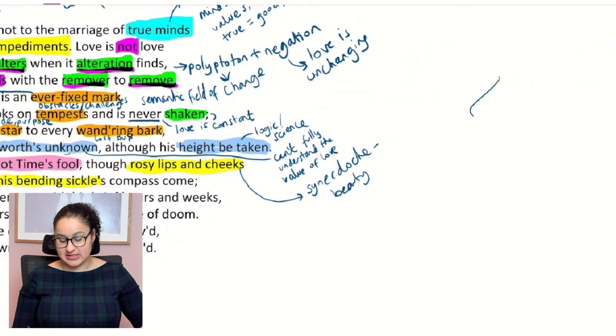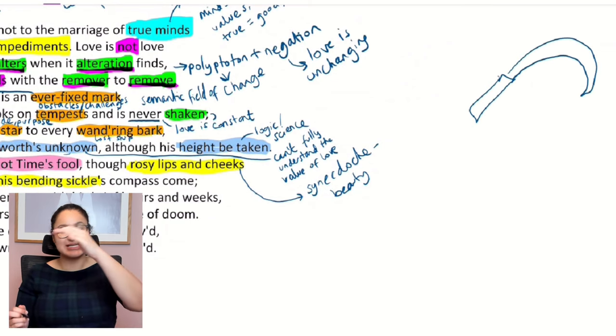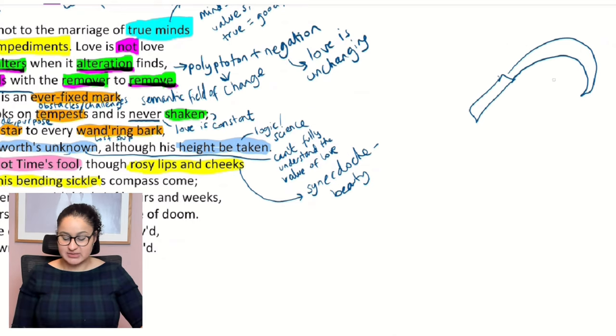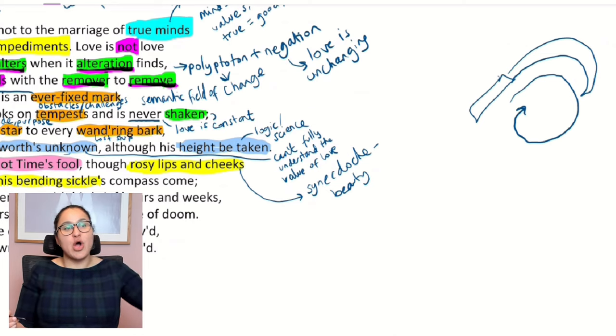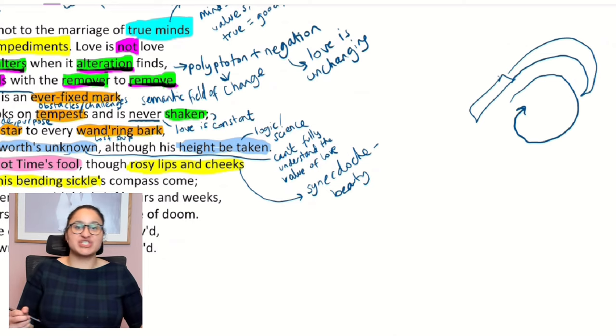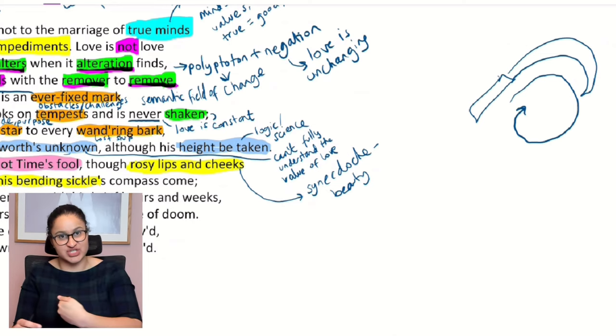So if we think of our sickle on a super basic level, because it is curved, when it does a movement, there is going to be a circle of crops that it can manage to get within that. That's its compass. It's what it can cover in one swoop, what it can take in one swoop.